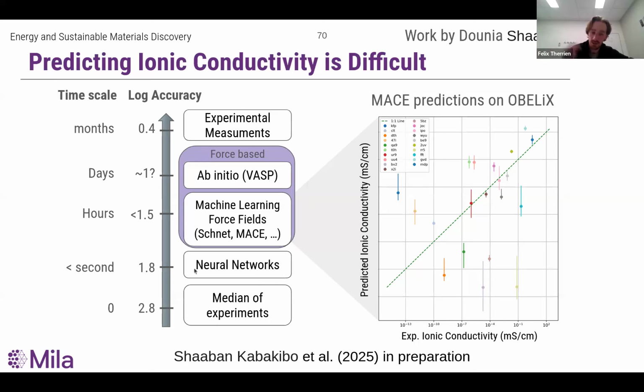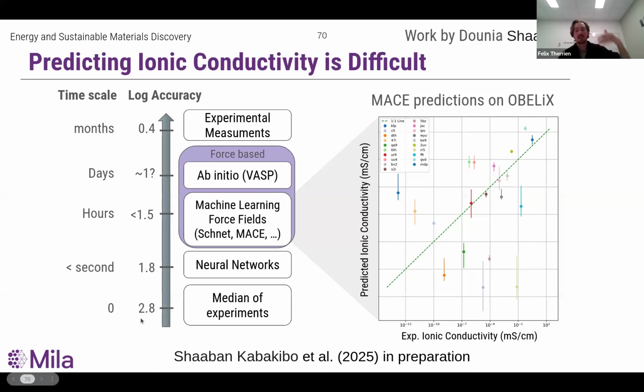Then the neural networks that I showed before, the best one was the random forest that had about 1.8 orders of magnitude in terms of accuracy. And then the worst case scenario is we just always predict the same thing, and we know that this is about 2.8 orders of magnitude.